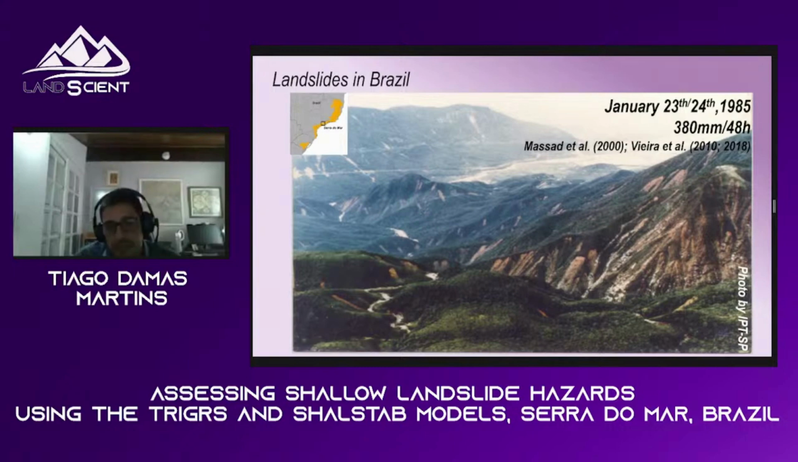And this area is very important because you hold here highways that are used to transport the goods produced in the hinterland to the port of Santos. And as well, you have here some industrial plants that are very important for Brazil. And these plants are situated at the foot of these slopes that are very prone to mass movements.